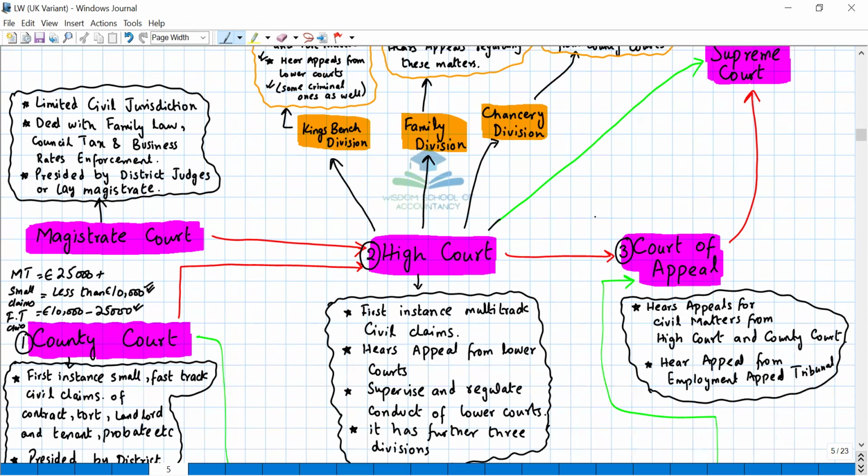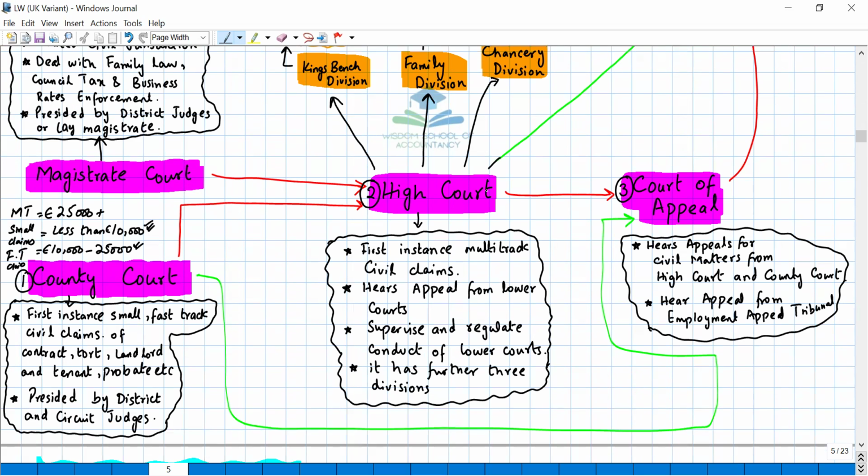Yep. Then comes the Court of Appeal. Court of Appeal hears appeals in civil matters from High Court and County Court. So Court of Appeal hears appeals from High Court, and plus it hears appeals from the county court as well. Now, why does the Court of Appeal hear appeals from the county court?